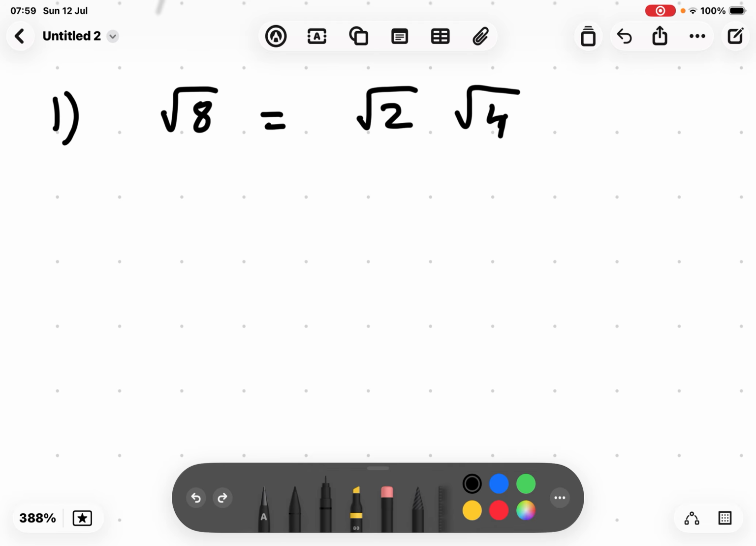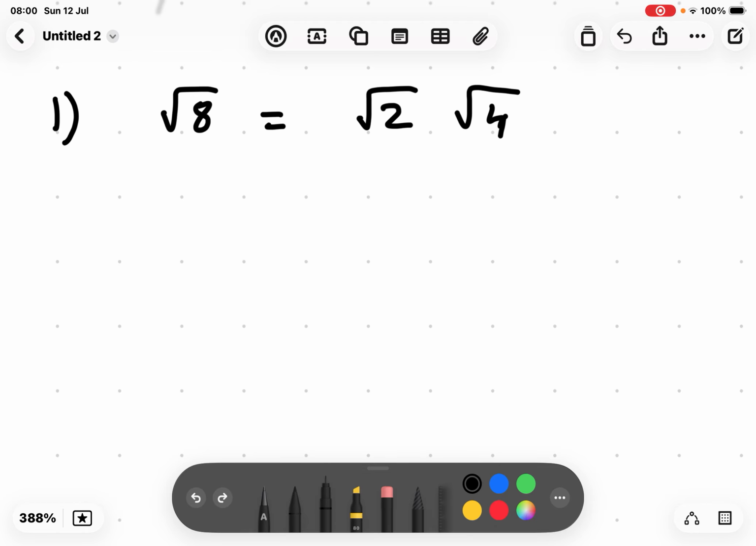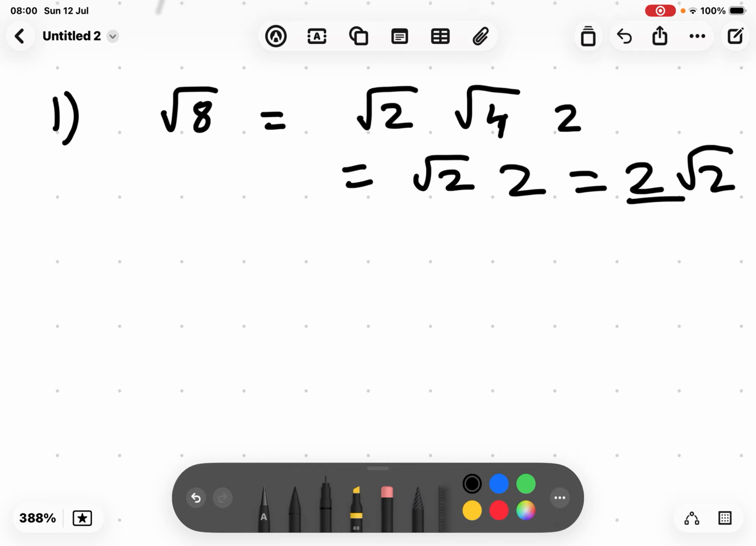Sometimes you can get two square numbers, but you will need the square number so it becomes an actual full number. As we can see here, we know that square root of 4 is basically 2. So our end result of the answer would be this, right? But in real life, in the exam, write it like this.